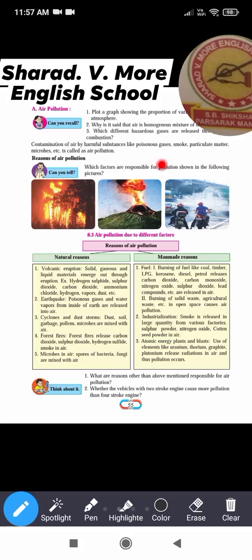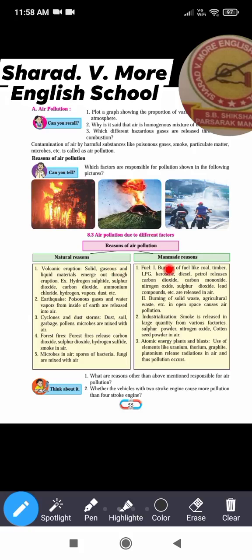Reasons of air pollution. Can you tell what factors are responsible for pollution shown in the following pictures? In the first picture there is a forest fire. This forest fire can be brought about by nature itself and by some human activities. Now the second one, volcanic eruption. This occurs naturally. In the third, there is pollution because of vehicles.